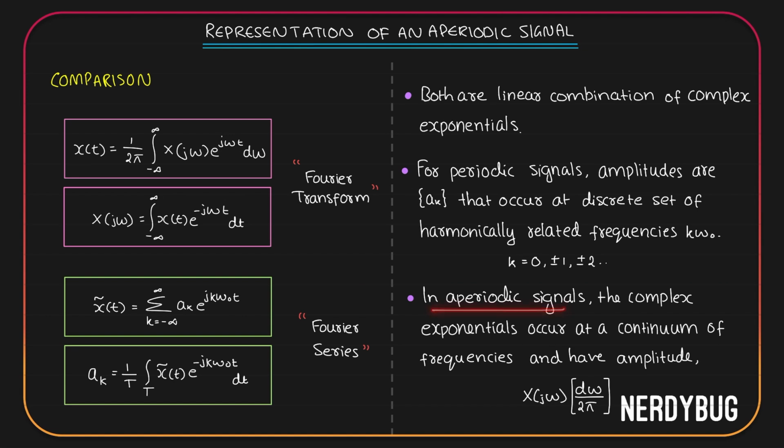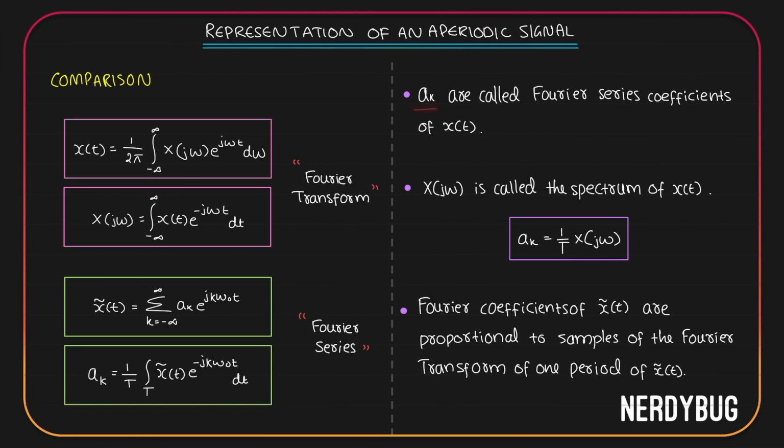Similarly, in aperiodic signals, the complex exponentials occur at a continuum of frequencies. That means in this case, omega is a continuous variable. Also, here the amplitude will be X of j omega d omega by 2 pi. We can easily see that in this equation. If we keep aside e raised to j omega t, it is multiplied with X of j omega, d omega and 1 by 2 pi. So its amplitude is X of j omega, d omega by 2 pi.